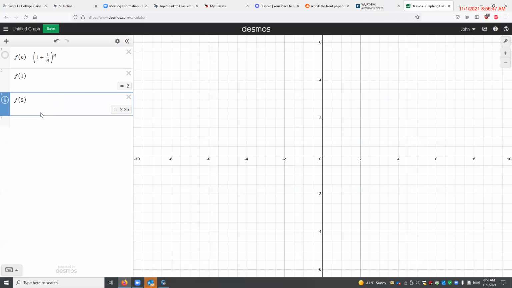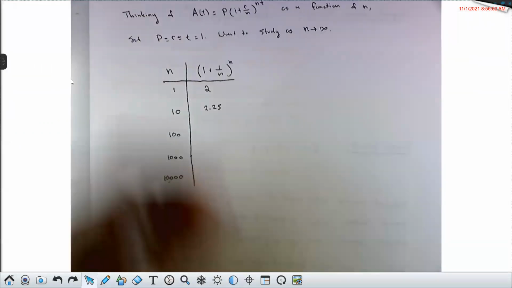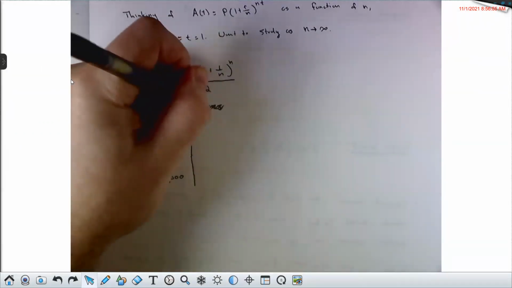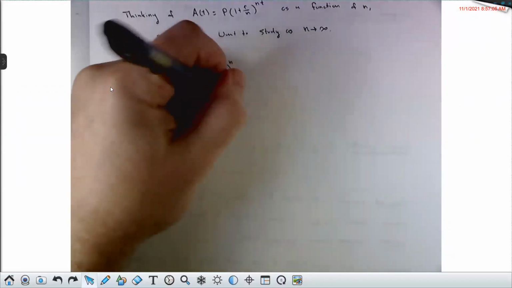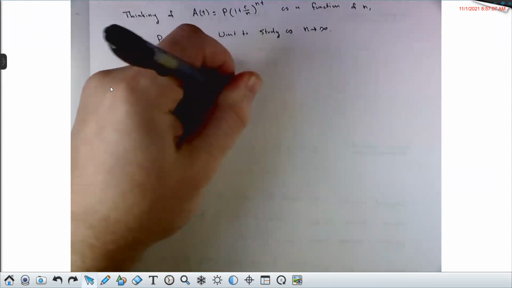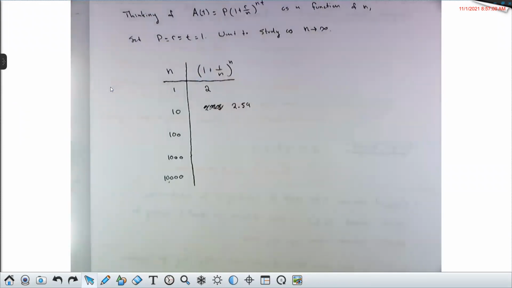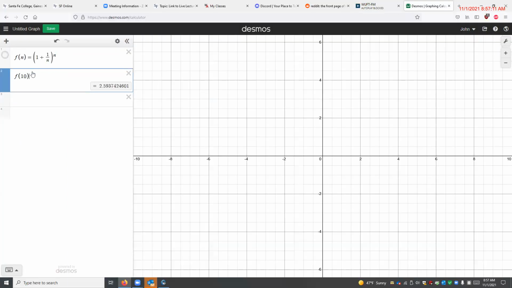Oh no, sorry, this is not 2.25. I don't know why I typed 2 there. We're plugging in 10. There we go. 2.5937, and so on. I'll call it 2.59. This is something people actually did by hand back in the day, but we can do it much faster.